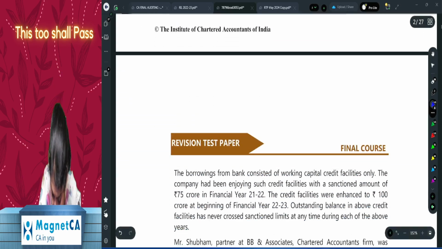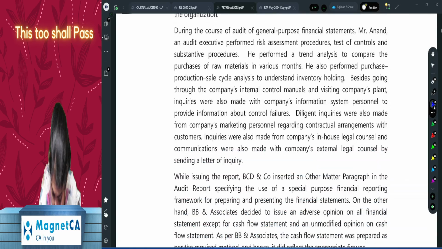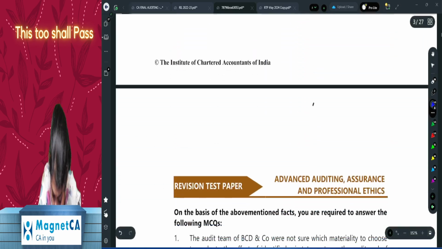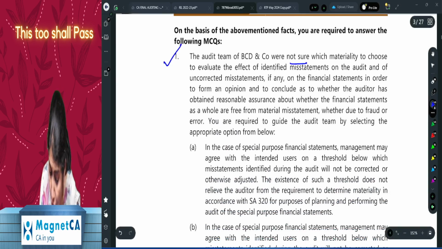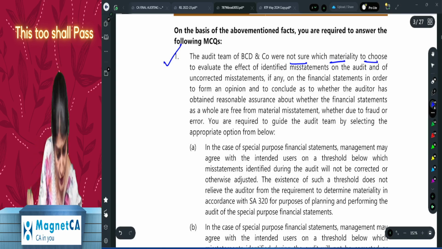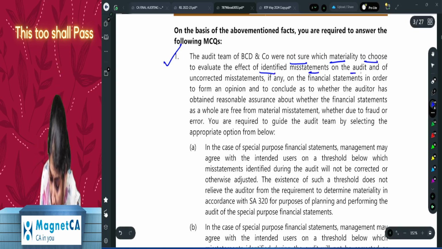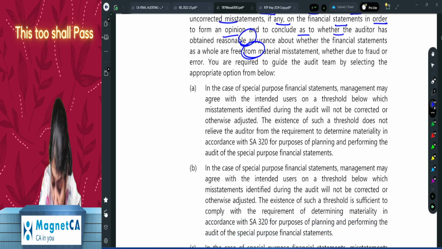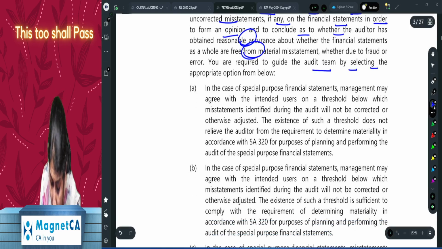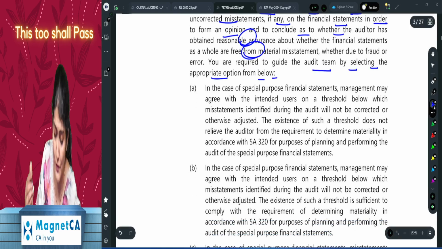Right, so that's the question regarding internal audit, which we shall see later. But now this part of the question. If the audit team of BCD and Company were not sure which materiality to choose to evaluate the effect of the identified misstatements on the audit and of the uncorrected misstatements, if any, in order to form an opinion and to conclude whether the auditor has obtained reasonable assurance that financial statements are free from material misstatement, you are required to guide the audit team by selecting the appropriate option from below.